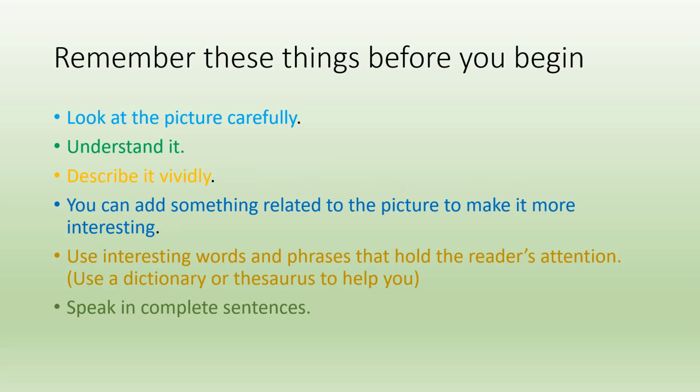Speak in complete sentences. You don't want to say a dog, two spiders, one cup of tea. No, you have to say it in a complete sentence. This is English language. All right? So you would have to say something like, I can see a dog in the picture. I can see two spiders beside the dog.